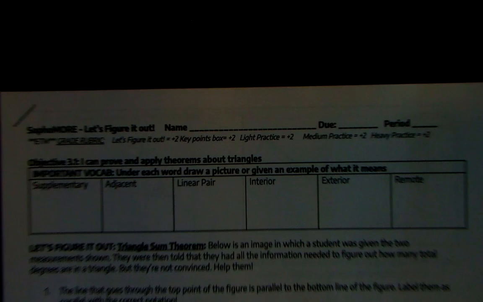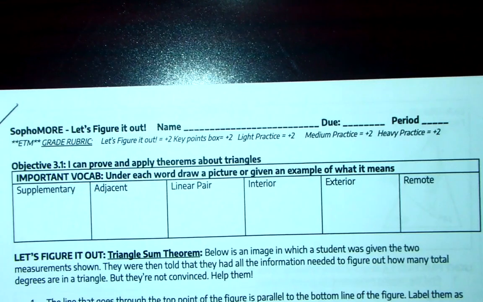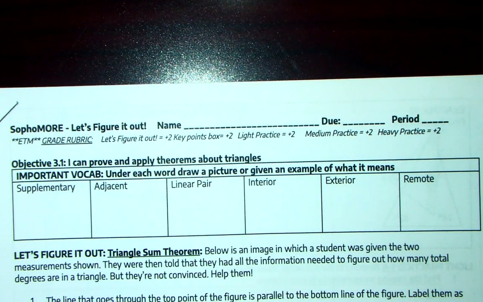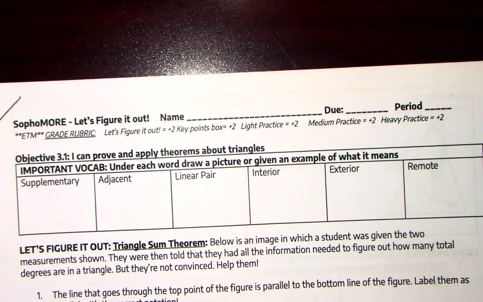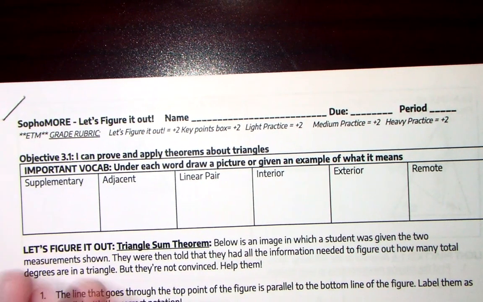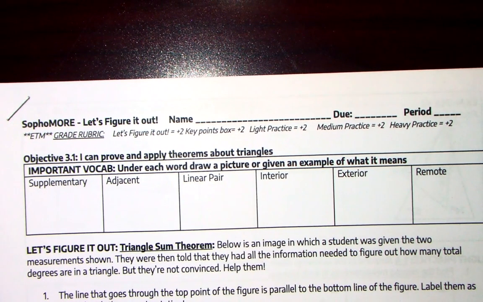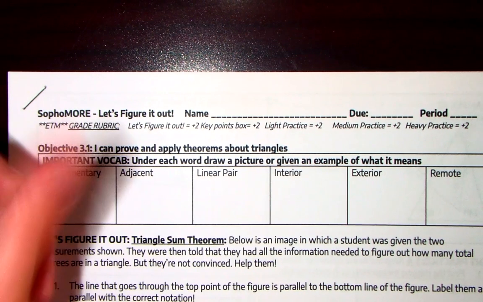This is Objective 3.1 again. I can prove and apply theorems about triangles. So 3.1 has 2 lessons, and this is the second one. Just some more stuff that we need to know about triangles. Let's start with important vocab.